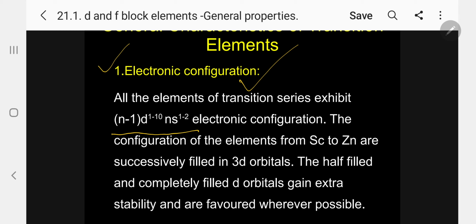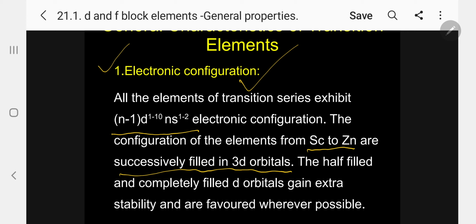The configuration of the elements from scandium to zinc is successively filled in the 3d orbital. My dear students, here one important thing I have to say: you have to memorize this order because most of the questions are asked only from the first transition series; the second and third transition series they will not generally ask. So for scandium to zinc, you must know the atomic number, electronic configuration as well as the name of the element.